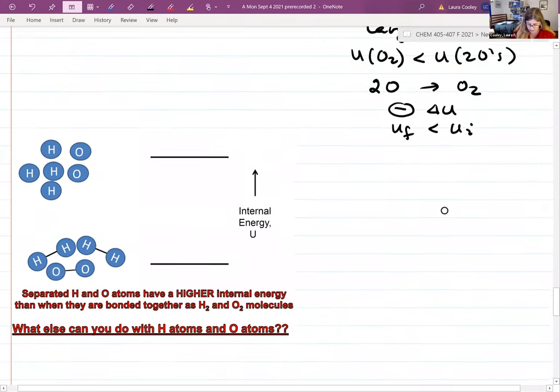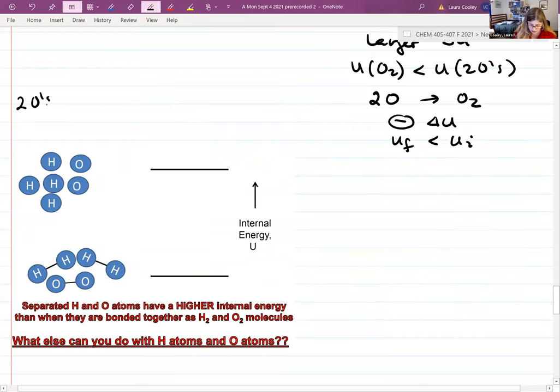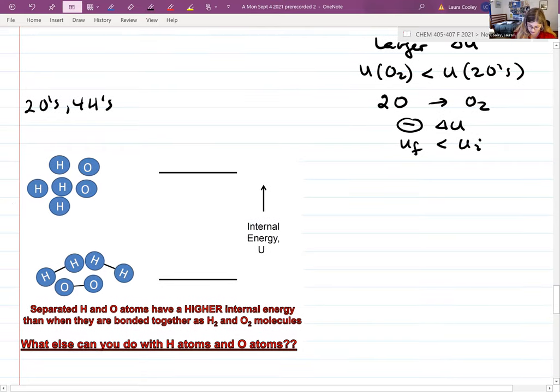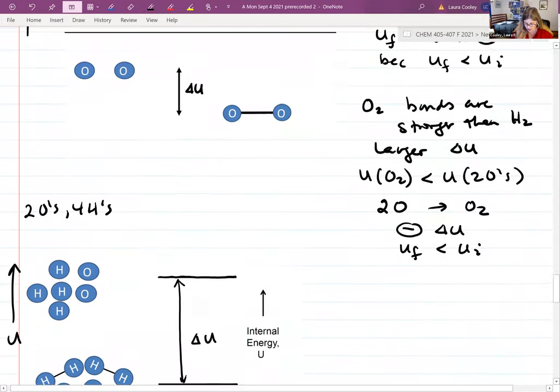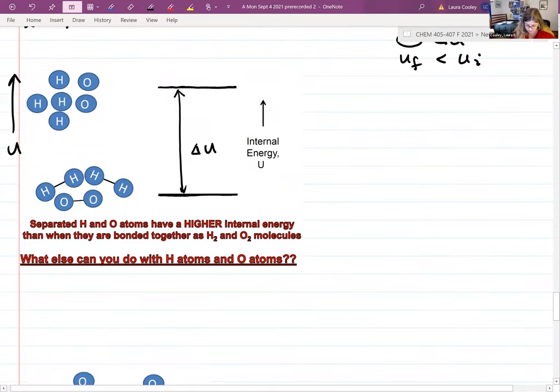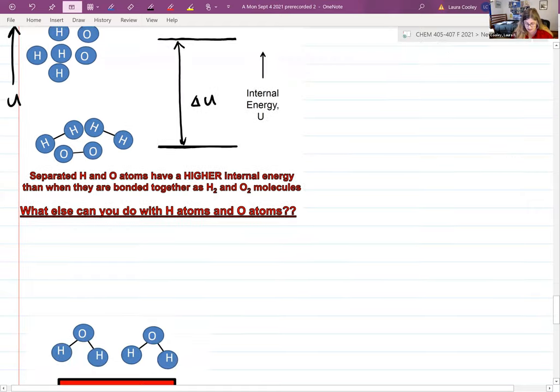So what if I stack up the atoms? Let's say I stack up two O's and four H's, and I have a certain internal energy here. Here's the U scale. This is my internal energy for those six atoms. And then if I form two H2 molecules and one O2 molecule, you have this difference in internal energy, which wouldn't be the same as what it was for just forming one bond, because here you're forming three different bonds, okay? So you get the idea that the internal energy depends on whether atoms are bonded or not, and that you have changes in internal energy as you go from separated atoms to bonded atoms, et cetera, for more complicated reactions.